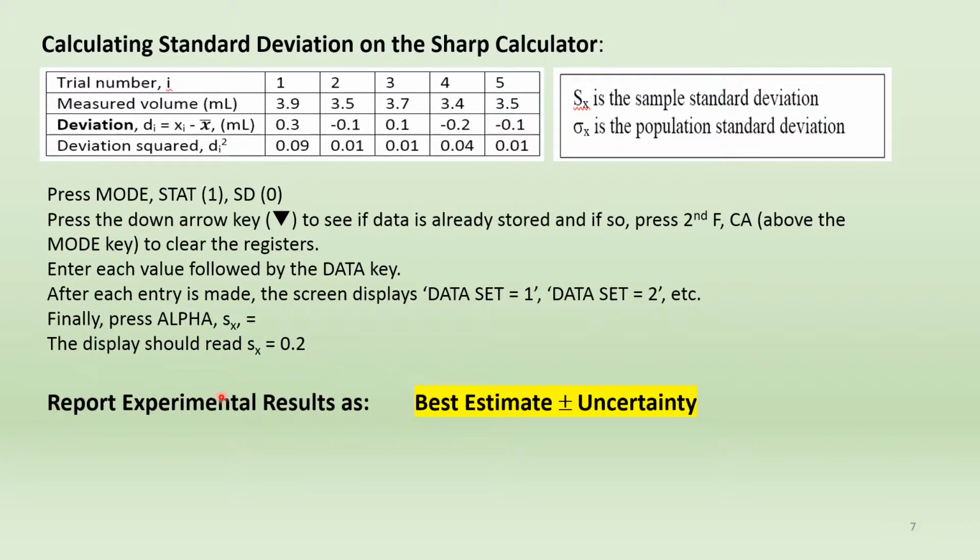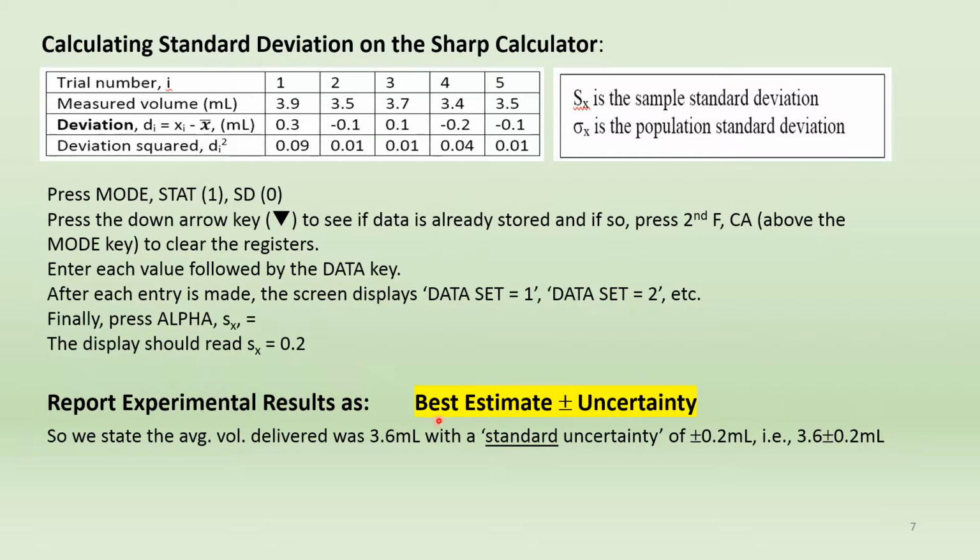The result is we want to report the best estimate plus or minus an uncertainty. In our example then we could state the average volume delivered was 3.6 mils with a standard uncertainty, or standard deviation, of plus or minus 0.2 mils, and it's written in this fashion.